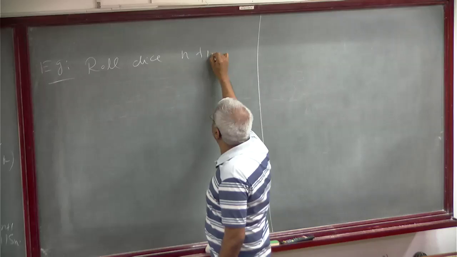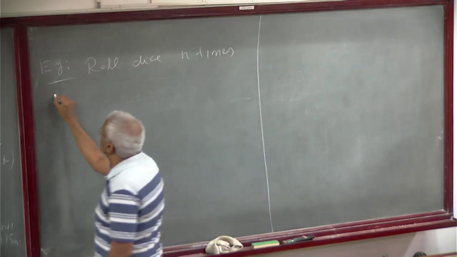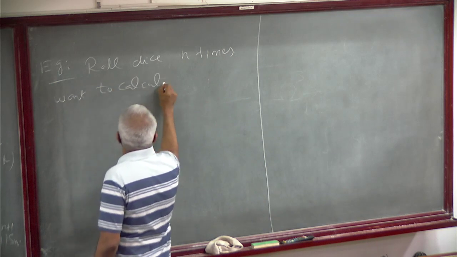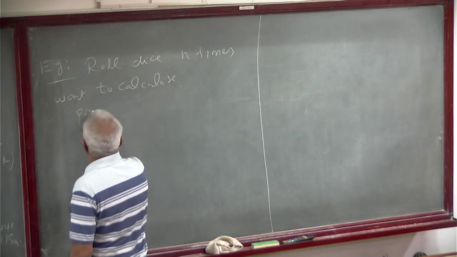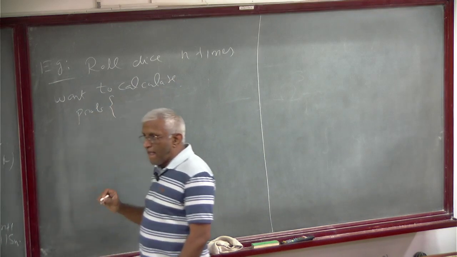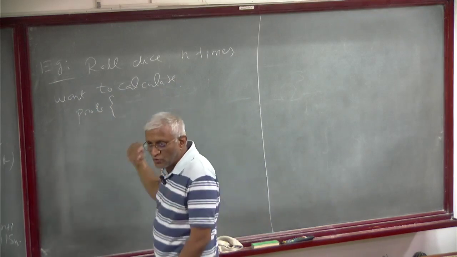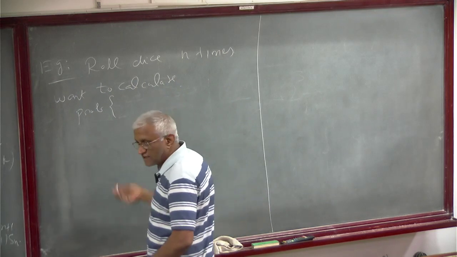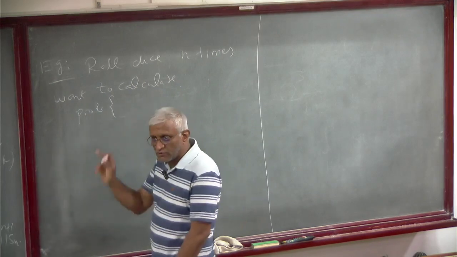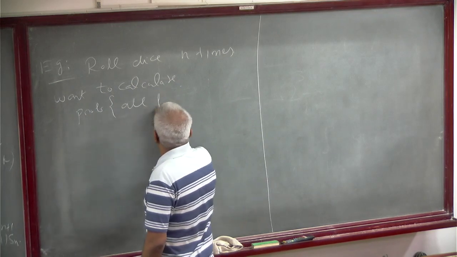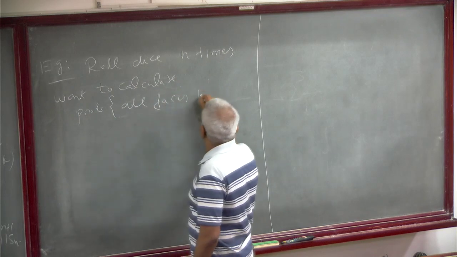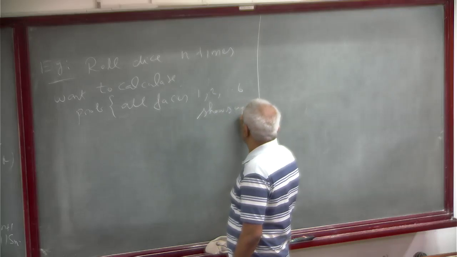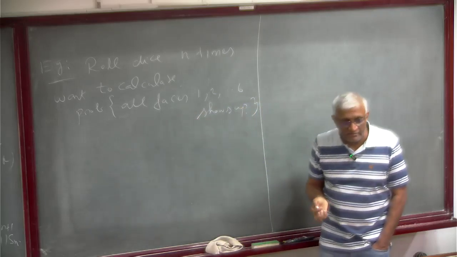N times, and we want to calculate the probability that all faces, 1 to 6, show up. At least 6 times you have to throw the die, otherwise it's not possible. All faces 1, 2 up to 6 show up. You want to find this probability.